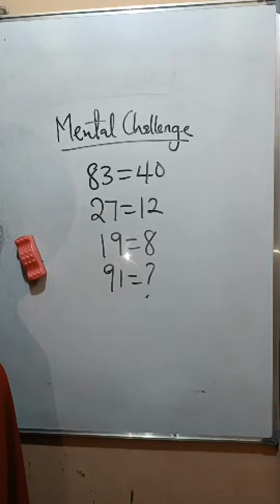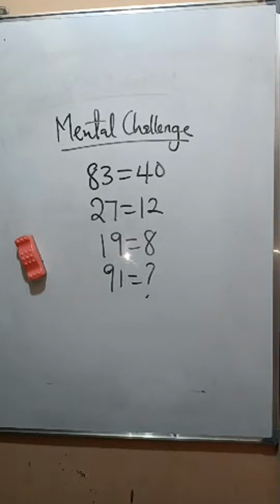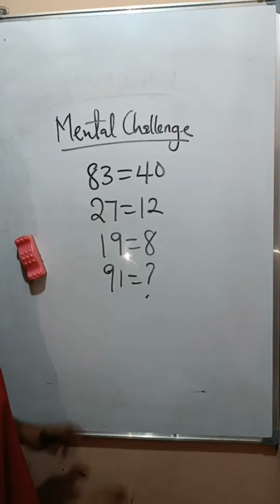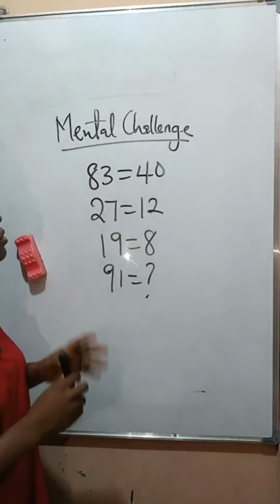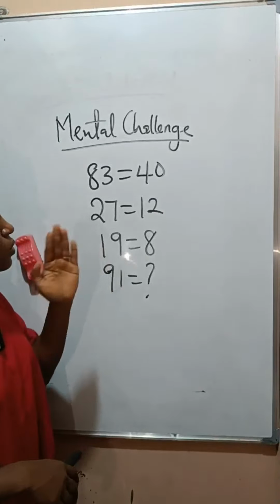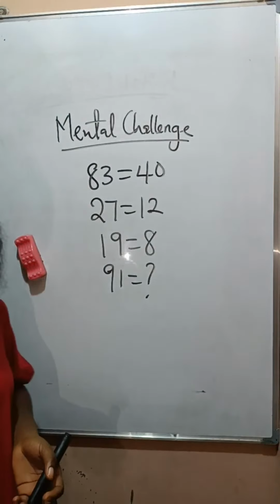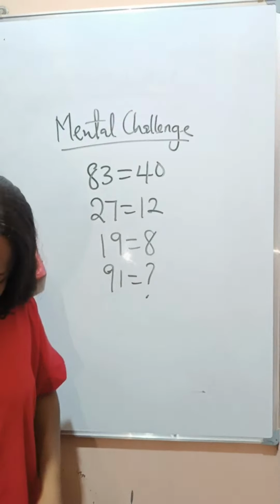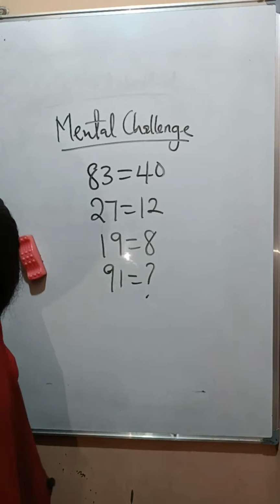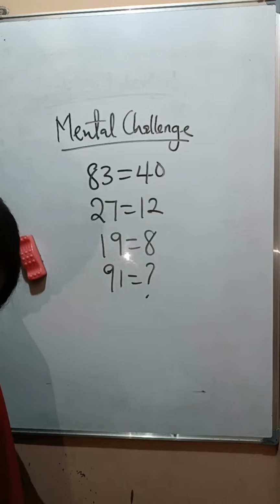So let's go. I think I have to sit down. I'm a bit tired. So the question is very easy. If 83 is equal to 40, 27 is equal to 12, 19 is equal to 8, now what is 91? 91 is equal to what? Let's see what the answer is. 44 by Ify, 44 by Mark as well.